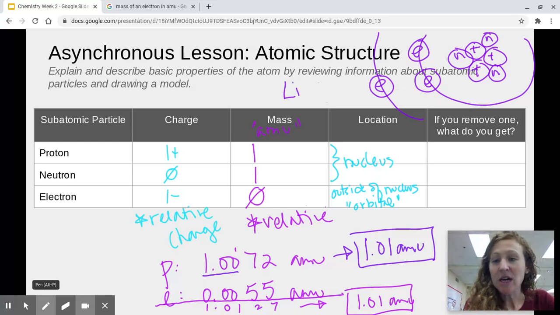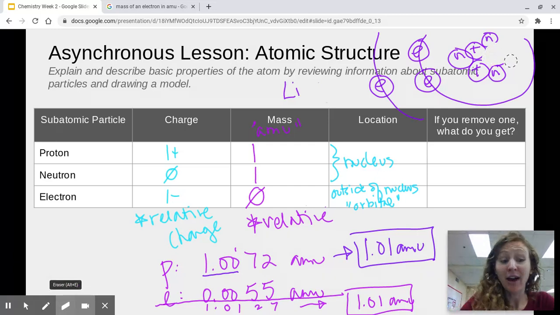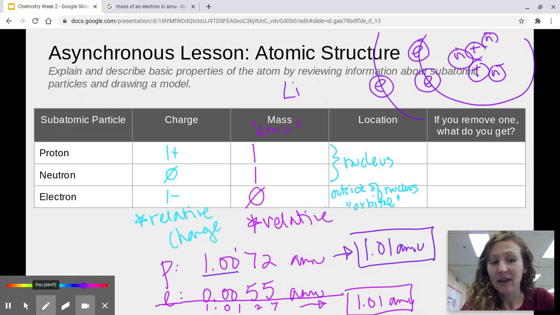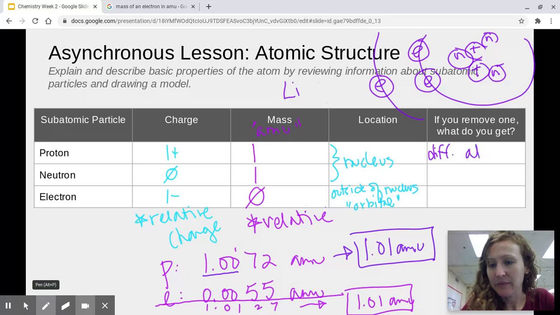Okay, so what happens to lithium if I remove a proton? What do I have now? And you do not have lithium anymore. You actually have helium or a version of helium. So you get a different atom. Let's give lithium back that proton.